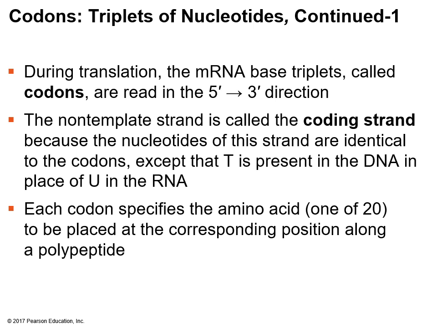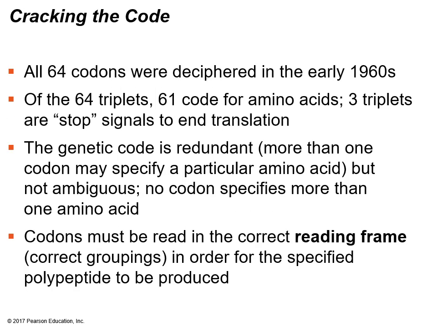During translation, the mRNA base triplets called codons are read in the 5' to 3' direction. The non-template strand is called the coding strand, and the template strand is called the non-coding strand. And this is because the nucleotides of this strand are identical to the codons, except that T is present in the DNA in place of U in the RNA. Each codon specifies the amino acid, 1 of 20, to be placed at the corresponding position along a polypeptide. All 64 codons were deciphered in the early 1960s. Of the 64 triplets, 61 of those codons are going to code for amino acids, but the last 3 are going to code for stop signals to end translation.